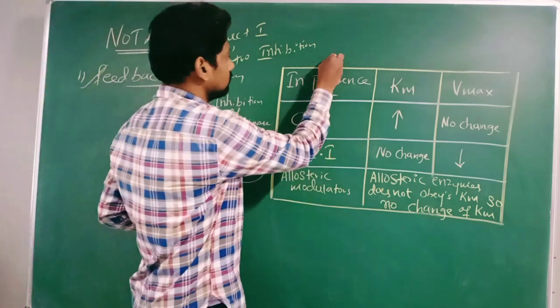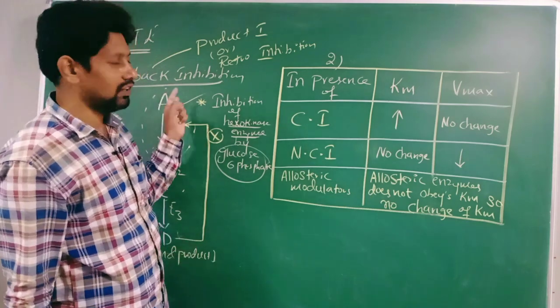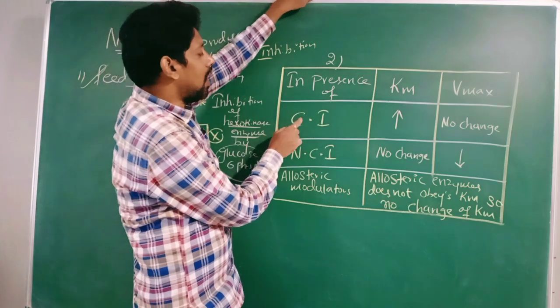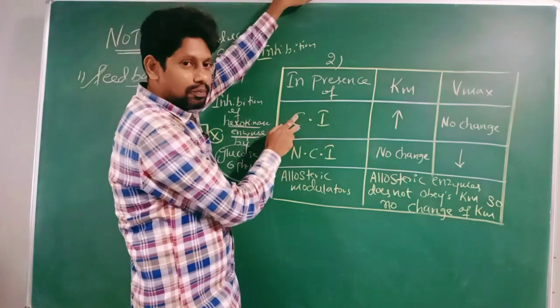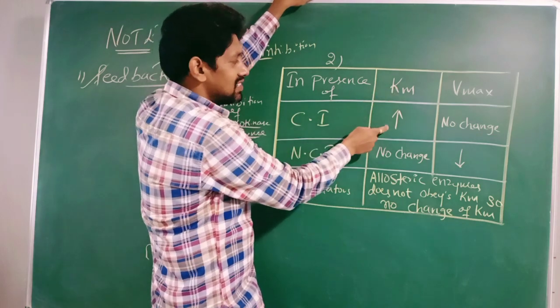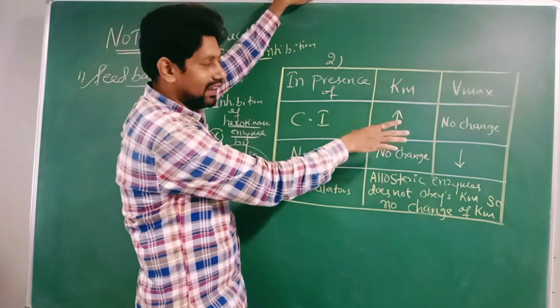Number 2. We are discussing some important statements in the note, right? First one, feedback inhibition. Number 2, see here. In the presence of a competitive inhibitor, the Km value increases, but there is no change in Vmax.